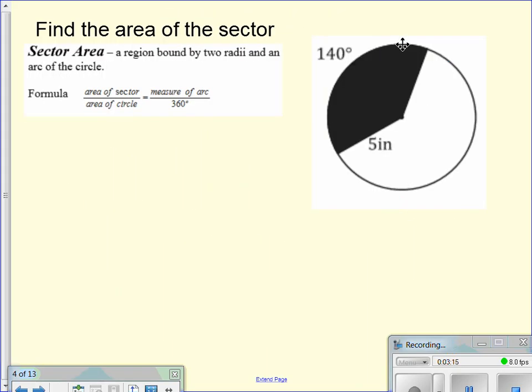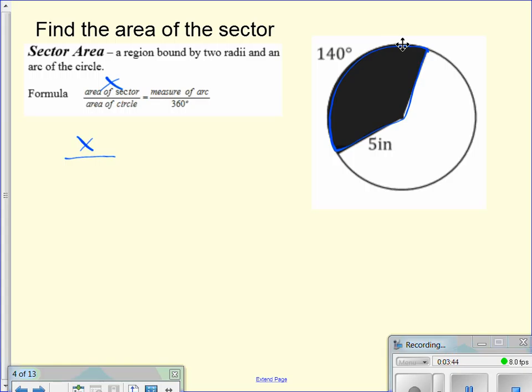Now we've got the area of a sector. Before we set up the formula, the sector area is a region bound by 2 radii and the arc of a circle. It's the area between this arc and 2 radii. The setup we have is very, very similar to the length of an arc. Area of a sector is always our x. That's what we want to find. So I set up x on the top over the area of a circle.